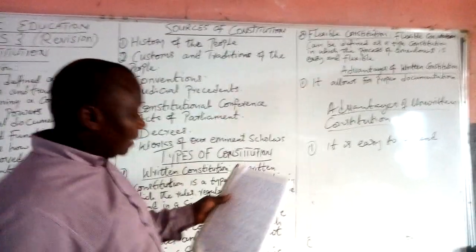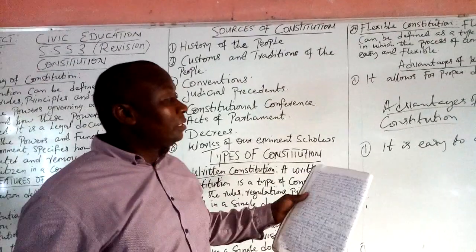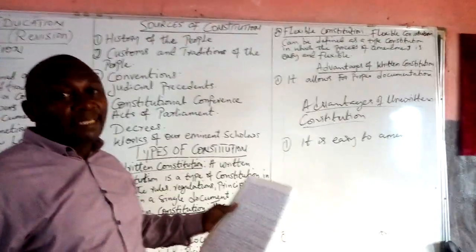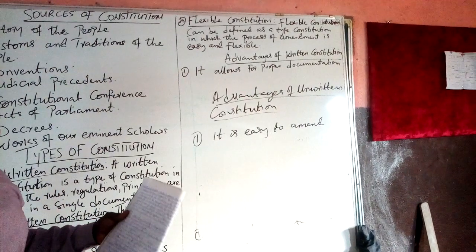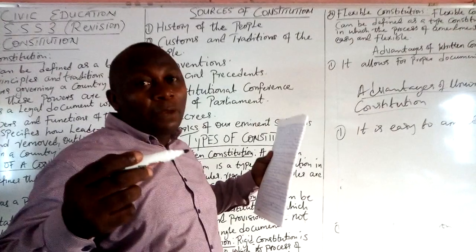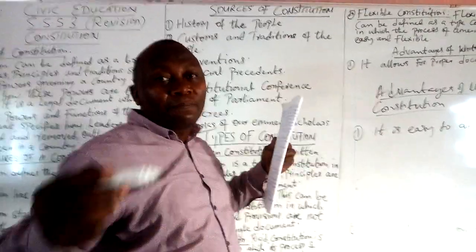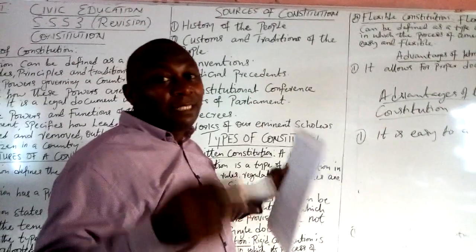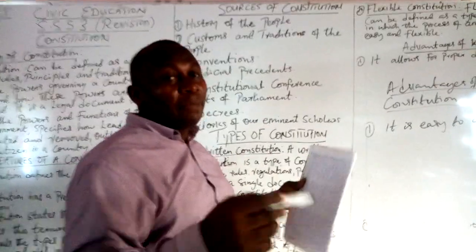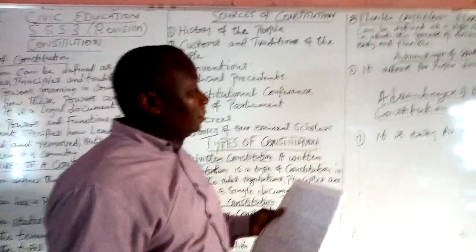Another advantage is that it's good in terms of emergency. For instance, in Nigeria, I think we are using an unwritten constitution. The president can easily say, okay, we need so amount to procure some palliatives and give, without visiting the National Assembly, and that can be done. That's one of the advantages.